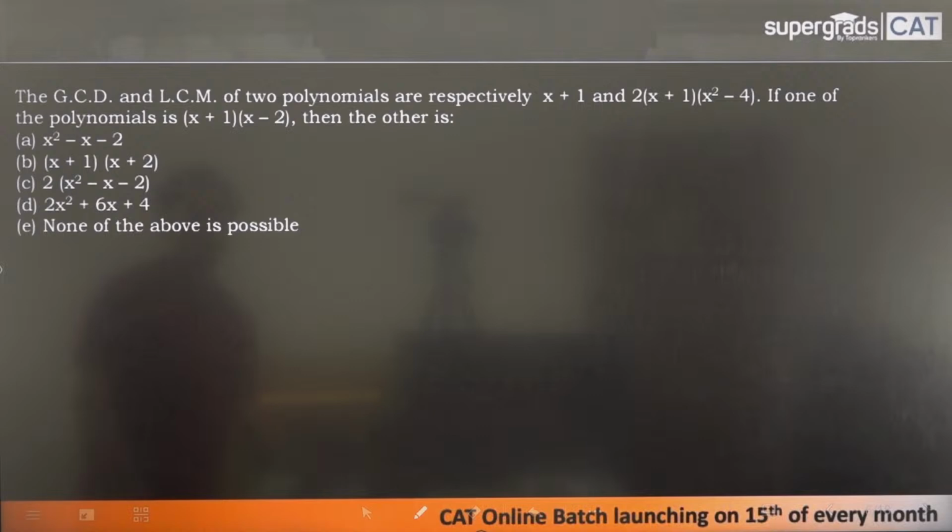The GCD, what is GCD? Greatest common divisor, also known as HCF. And LCM of two polynomials are respectively x plus 1 and 2 times x plus 1 times x squared minus 4. If one of the polynomials is x plus 1 and x minus 2, it's already given. The other is, I think it's a very easy question. Without even using your pen or paper, you can solve this. X plus 1 should be present in both of the variables, for sure.